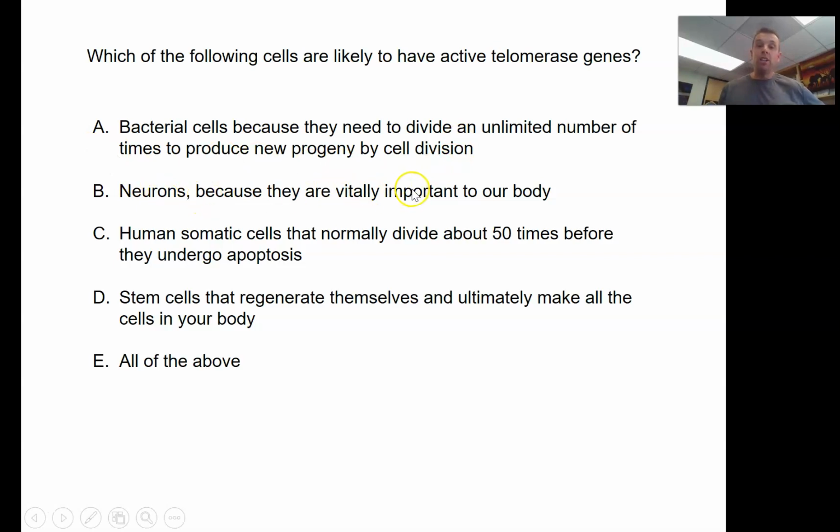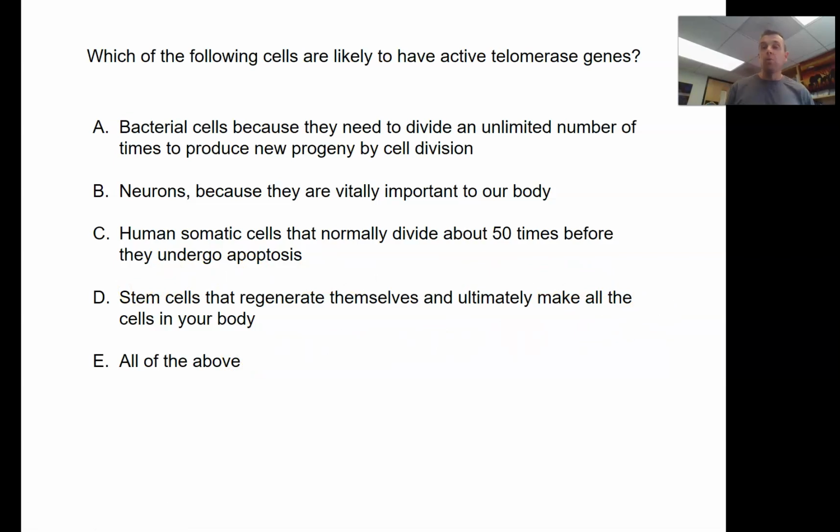Neurons are vitally important to our body, but they don't divide much. The neurons you have as an adult are pretty much the ones you have, so they don't need telomerase. The telomeres are enough. Human somatic cells normally divide about 50 times before they undergo programmed cell death, and the telomeres are enough of a buffer to allow them to divide those 50 times. These are normal for our cells. However, stem cells that have to grow and divide many, many times and regenerate all the cells in your body would need telomerase.